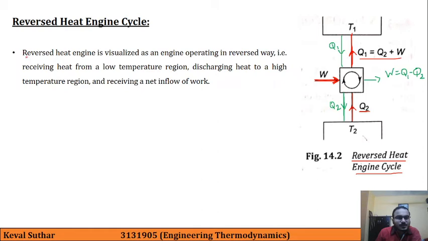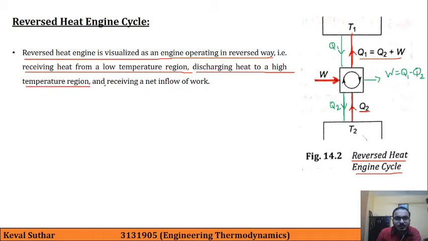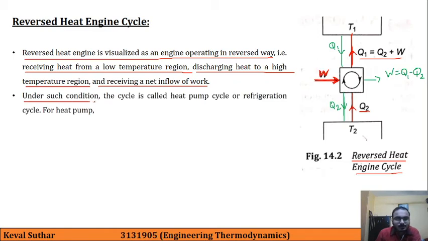So the reversed heat engine is visualized as an engine operating in a reversed way, that is, receiving heat from the low temperature region, that is T2, and discharging heat to the high temperature region, that is over here at T1, and receiving the net inflow of work, that is this W which is being received. Under such conditions, the cycle is called a heat pump cycle or refrigeration cycle.